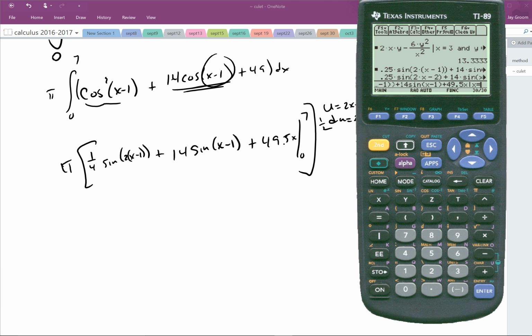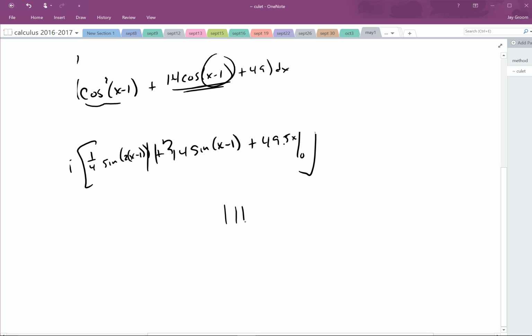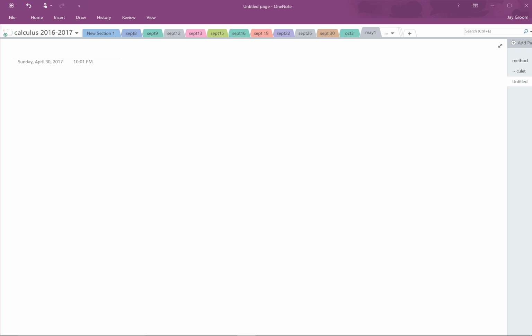Such that x equals 7. That's Q. Such that x equals a goose egg. Hey, that's Q. So this feller minus this dude times pi. Whoop. 1113.58. What in the heck? Again, units cubed. Awesome sauce.